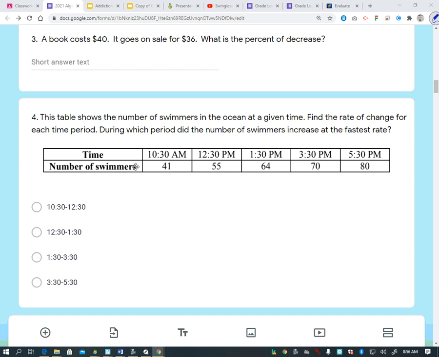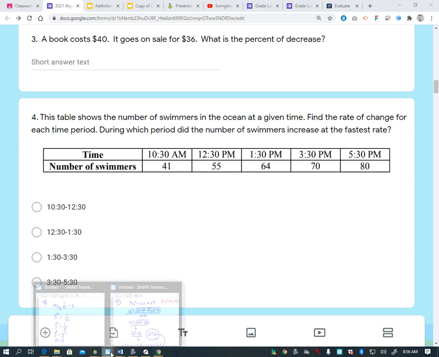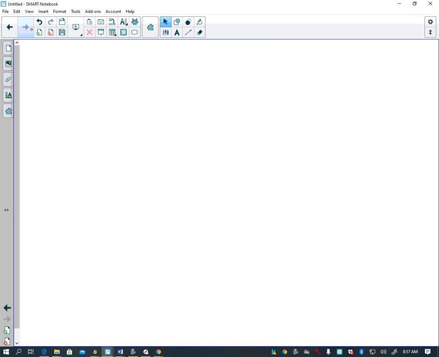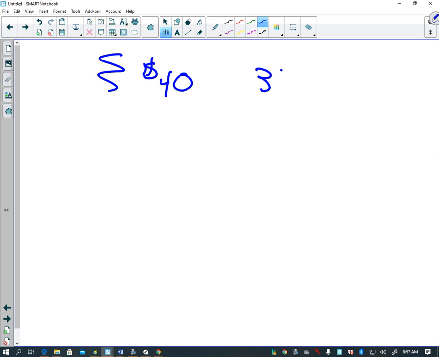It says a book costs $40. It goes on sale for $36. What is the percent decrease? I'm going to try this. This might work instead. Maybe. Okay, so let's try this. There we go. All right, let's write on this. Okay. All right, so it was $40, and now it's $36. We want to know what the percent, was it just percent change? All right, what's the formula for this?